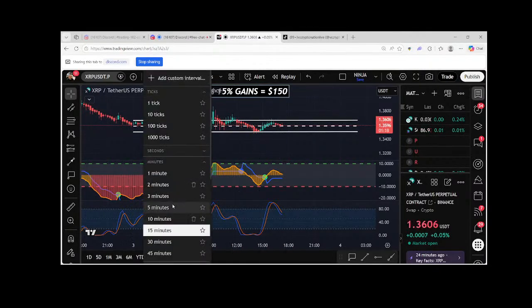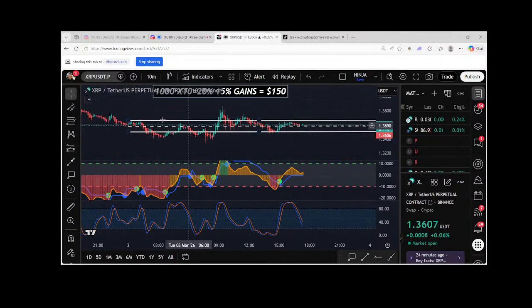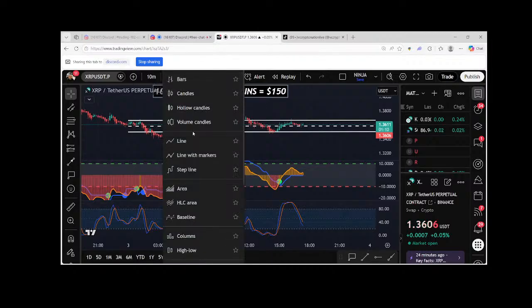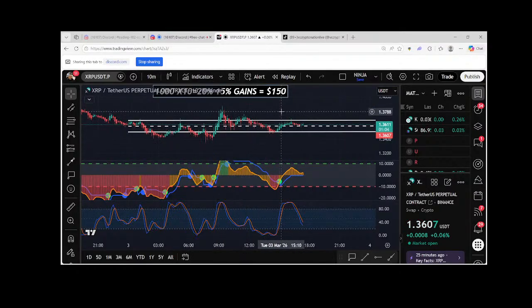Now you can do 15-minute or 10. I like 10 minutes because it gives me a little more detail. The other thing is I use Heikin-Ashi candles. The reason is that Heikin-Ashi candles are cleaner. They eliminate a lot of noise.